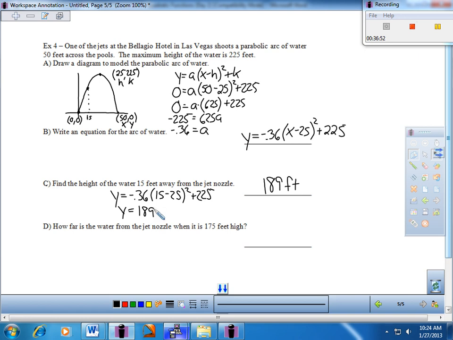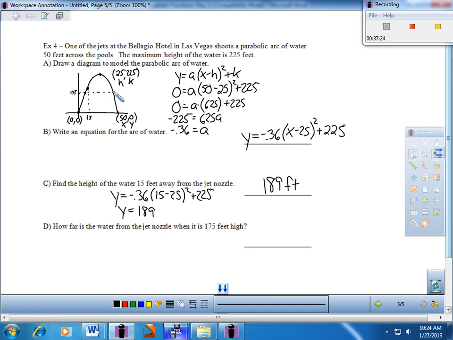Now, here's the one I really like. How far is the water from the jet nozzle when it is 175 feet high? Okay, so what do we say? This is about 189. So, according to my drawing, 175 would be right here in terms of the height. And as I go across, it looks like it would be once on the way up. And, hey guys, look, good algebra here, once on the way down. So two different values I guess we should see. Let's see if we can solve it algebraically.